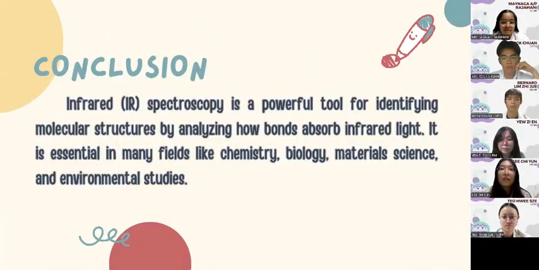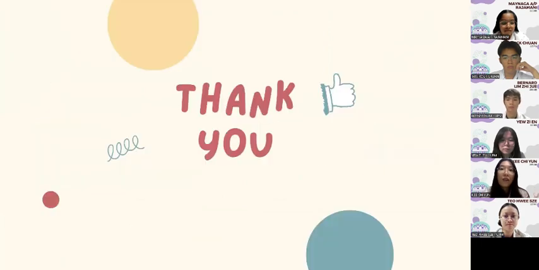I hope you all have a clear idea of how FTIR works. In conclusion, IR is a powerful tool for identifying molecule structure by analyzing how bonds absorb infrared light. That's all from us. Thank you.